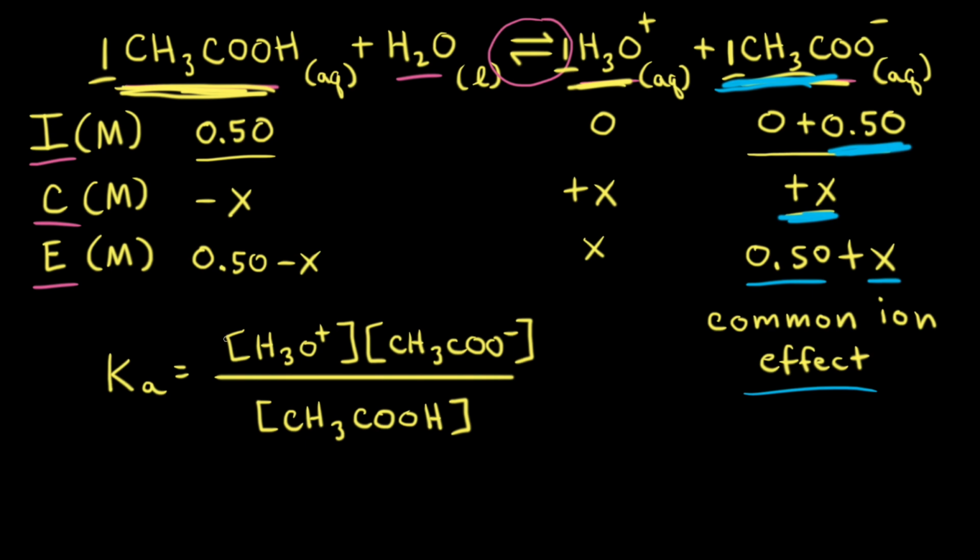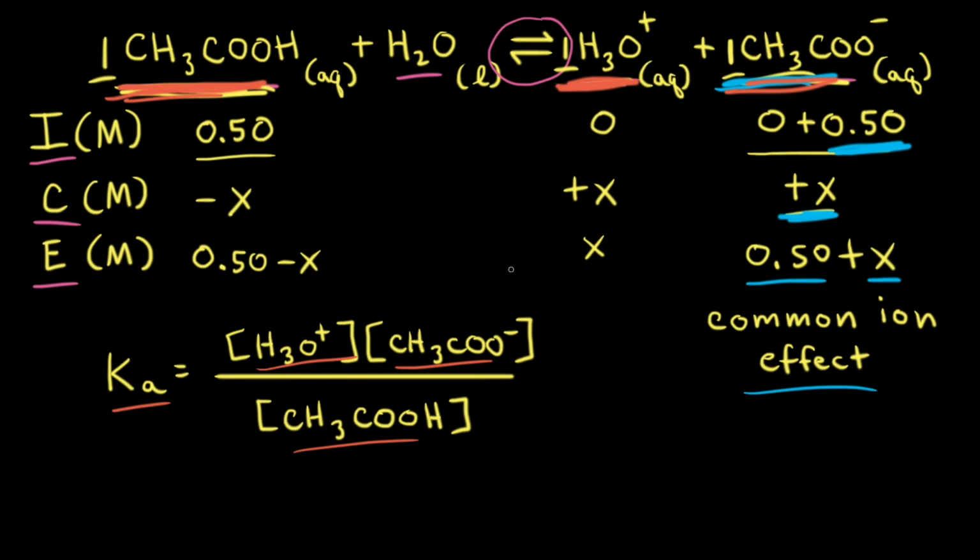The next step is to write the Ka expression for acetic acid. So we can get that from the balanced equation. The Ka value for acetic acid at 25 degrees Celsius is equal to the concentration of hydronium ions raised to the first power times the concentration of acetate anions raised to the first power divided by the concentration of acetic acid raised to the first power, with water being left out of our equilibrium constant expression.